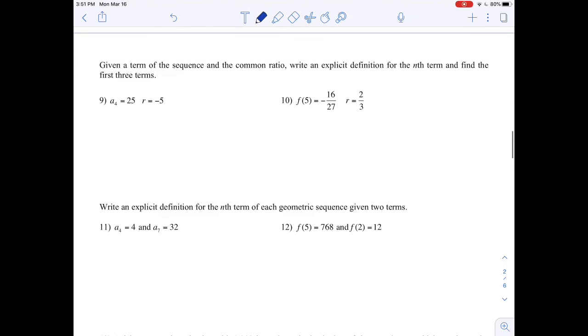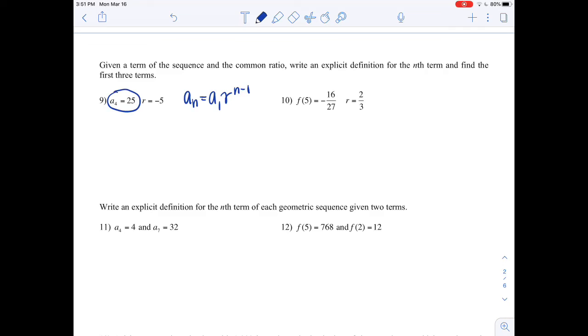So I just want to do a little bit of practice with using some of the other given information to be able to find out what's happening with this sequence. So it says, given a term of the sequence and the common ratio, write an explicit definition for the nth term and find the first 3 terms. I'm just going to find an explicit definition. That's really what I want to see here. So if you remember, as I just mentioned, for a geometric sequence, our rule is a sub n equals a1 r to the n minus 1.